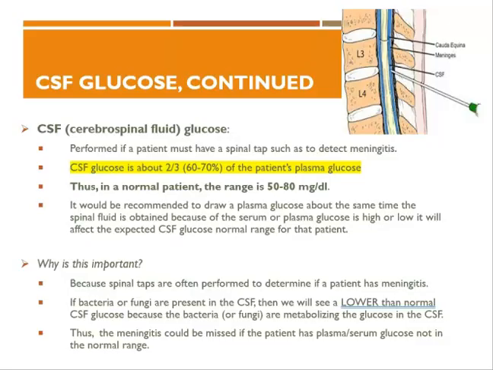So why is it important to do a CSF glucose if they're checking for meningitis in a spinal tap? If bacteria or fungi are present in the CSF, then you will see a lower than normal CSF glucose, because the bacteria or fungi are metabolizing the glucose of the CSF. Thus, the meningitis could be missed if the patient has a plasma or serum glucose not in the normal range.